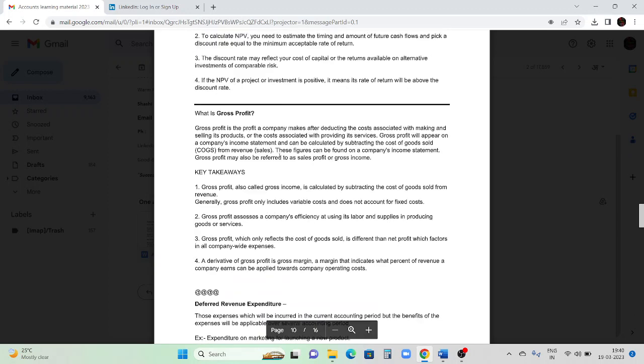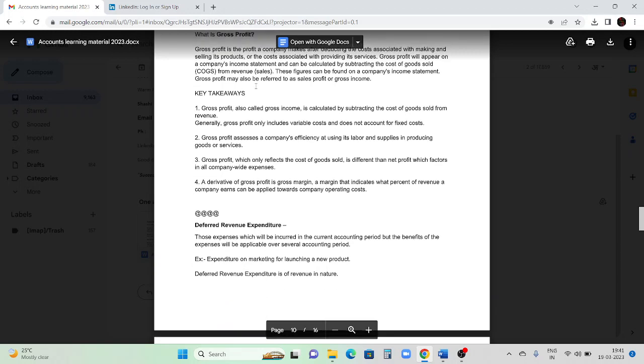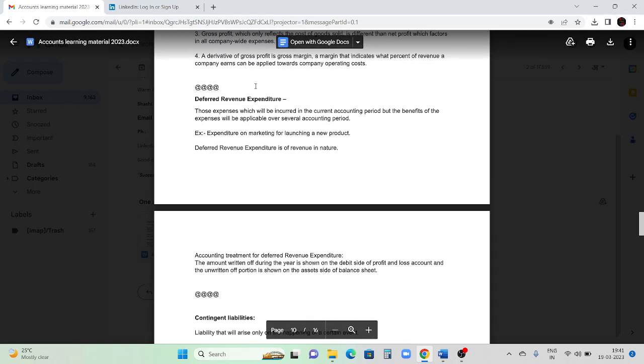NPV and gross profit. Gross profit is the profit the company makes after deducting the cost associated with making and selling its products or the cost associated with providing its services, and it will appear on a company's income statement and can be calculated by subtracting the cost of goods sold from the revenue or sales. Deferred revenue expenditure. These are expenses which will be incurred in the current accounting period but the benefits of the expenses will be available over several accounting periods.